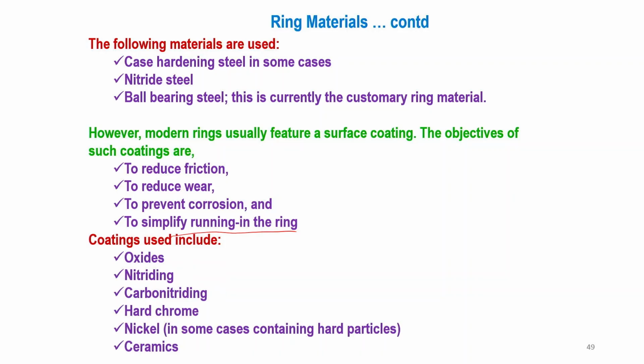So, coating: there are different types of coating, such as oxide coating and nitride coating. Then there are hard chrome coating, nickel coating, and ceramic coating. These are the different types of coatings available on the ring surface to reduce friction, wear and tear.